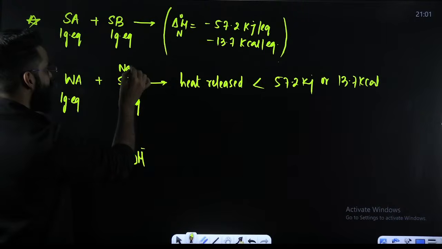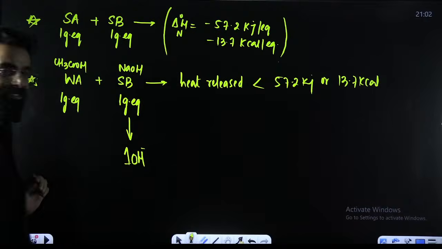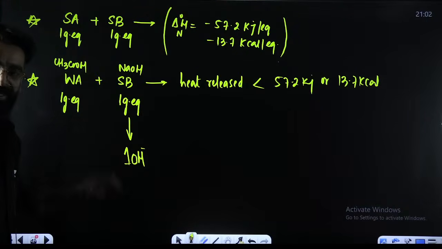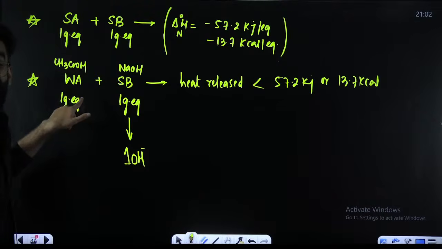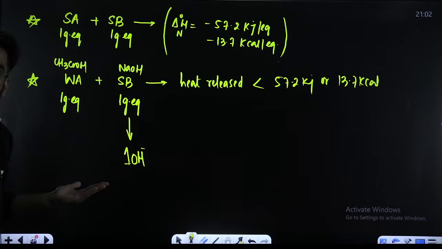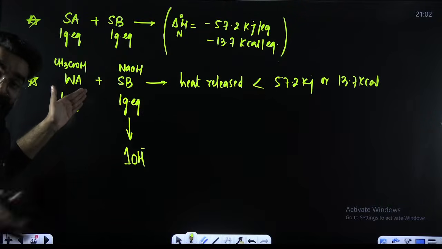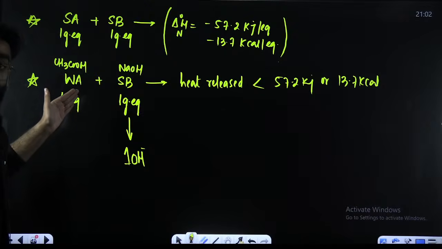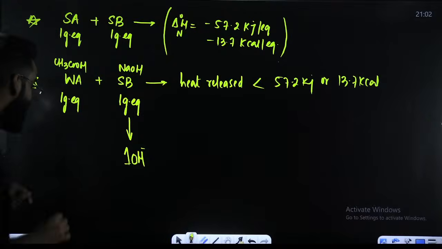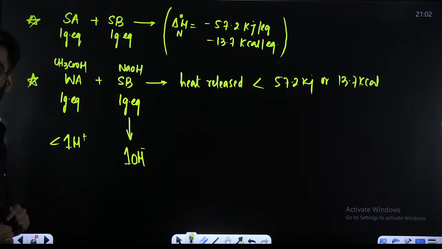Let's say this is your NaOH. This is your CH3COOH. Perfect? From 1 gram equivalent of strong base, you will get 1 mole of OH-. But CH3COOH is a weak acid. Will it be completely ionized? No, it will be partially ionized. It won't get completely dissociated into its ions. So what do you get? Do you get 1 mole of H+ from here? No, you get less than 1 mole of H+ over here.